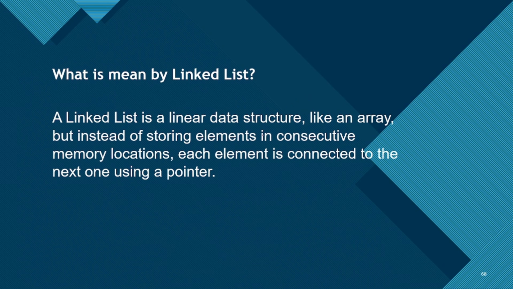Okay, so a linked list is a linear data structure like an array. But instead of storing elements in consecutive memory locations, each element is connected to the next one using a pointer. Think of it as a chain of nodes where each node has two parts: the data and the reference to the next node. I will write it as data and next node, something like that.